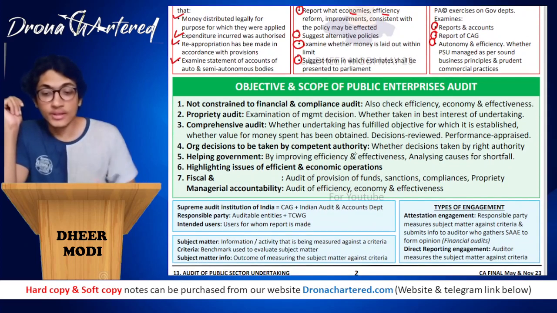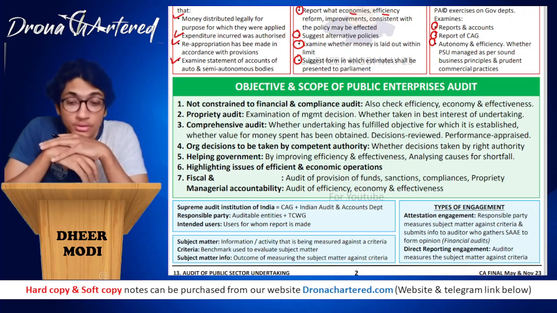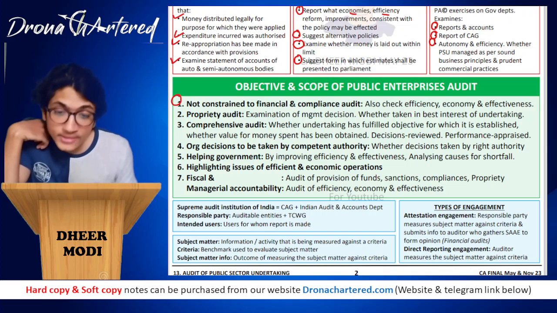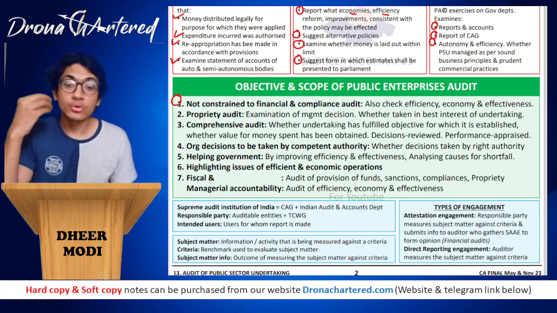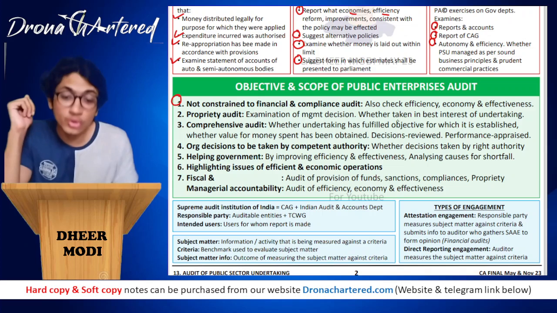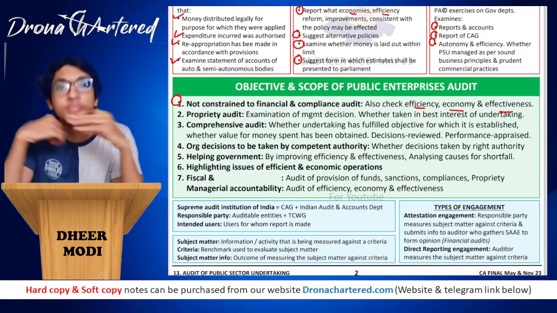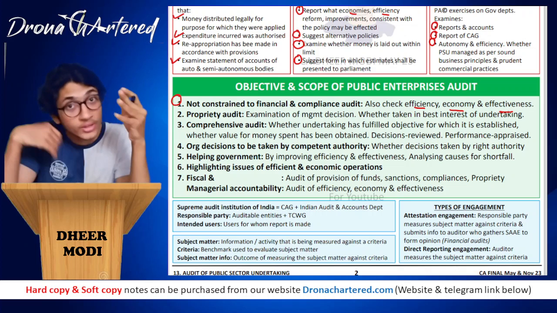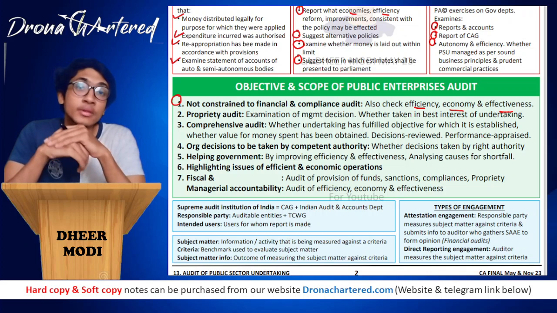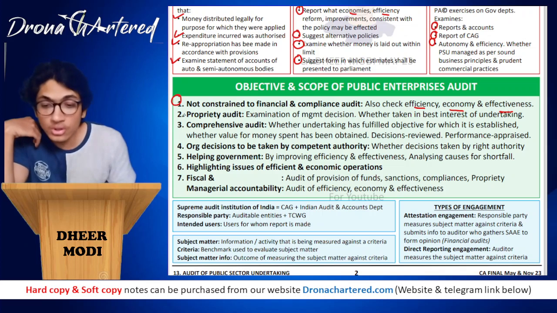Okay. Now next is your objective and scope of public enterprises audit. Now what is your objective and what is scope? So there are 7. First, it should not be constrained to financial and compliance audit. So your public enterprise audit is not only constrained to financial and compliance, it also checks your efficiency, economy, and effectiveness. Why? Because it is the taxpayers' money that is being used. So they have to ensure that whatever expenditure the public sector unit is doing, whether it is sound or not, whether you are getting the most benefit out of it or not.